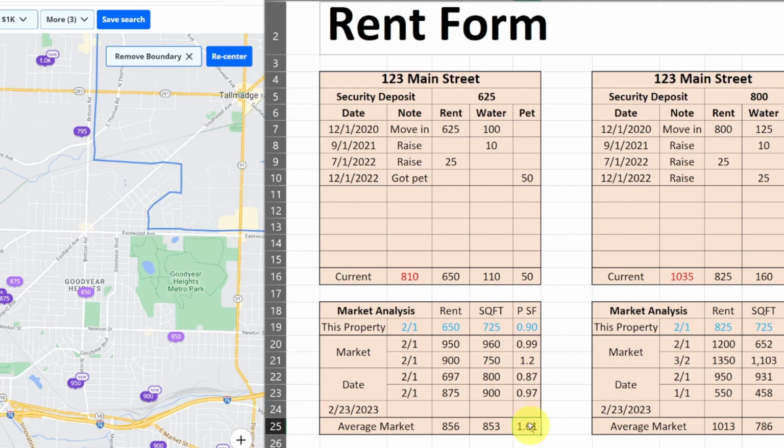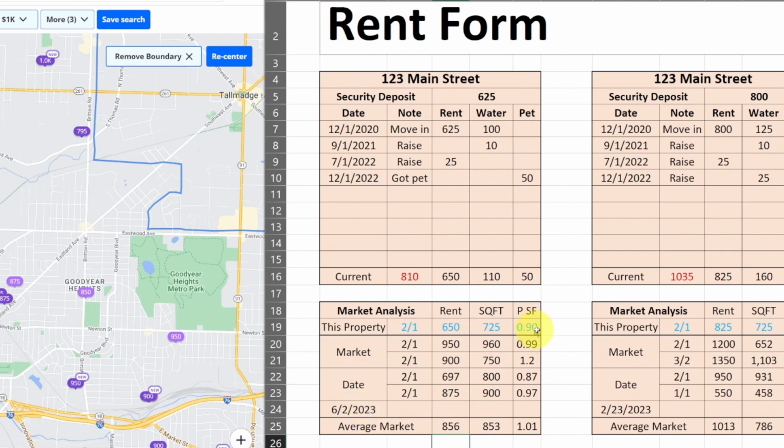So this cell right here calculates the average market rent from these 4 examples. And as you can see, that's $1.01 per square foot. It also calculates the average square foot and the average rent for these examples as well. I usually put the date in here that I do this example, just for reference for myself.